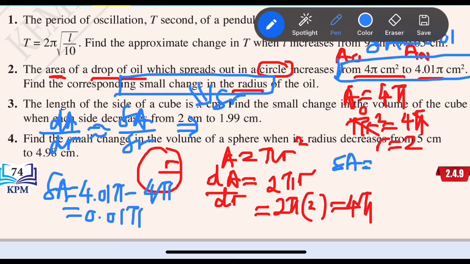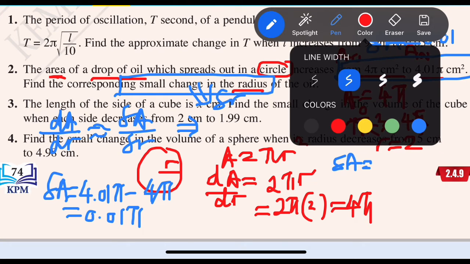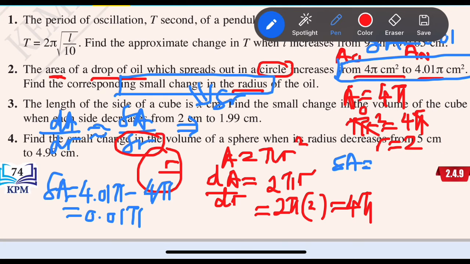Now we need to solve this. So let's find the delta R. Delta R should actually be multiplied by dA/dr, right? Delta R is actually equal to delta A over dA/dr. Alright, so you can write it this way. So delta R is delta A over dA/dr.